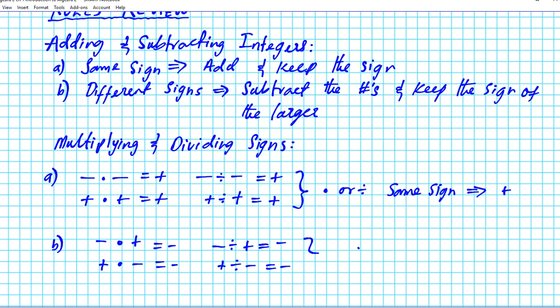So do you see the rule here? Whenever you're multiplying or dividing different signs, what's the resulting sign? It's going to always be negative. Okay? So you want to keep these rules in mind. And of course, you want to remember the order of operations. The order of operations is, please excuse my dear Aunt Sally, PEMDAS.